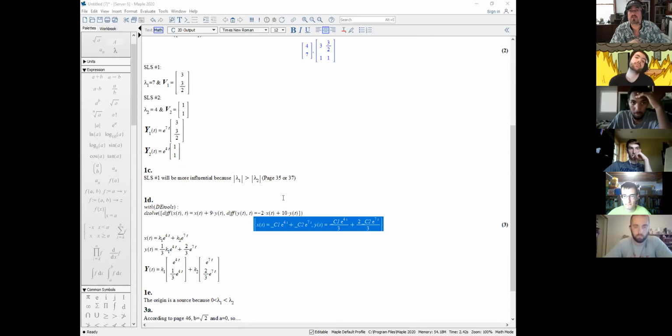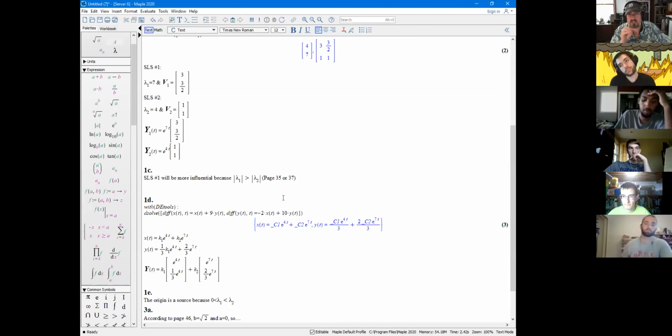The straight line solution is a particular solution. There's no constant sitting in front of it. There's no unknown constant sitting in front of it. It's just e to the lambda t power times the eigenvector. And that's true across the board, regardless of what your lambda and your vector are. So nice work.